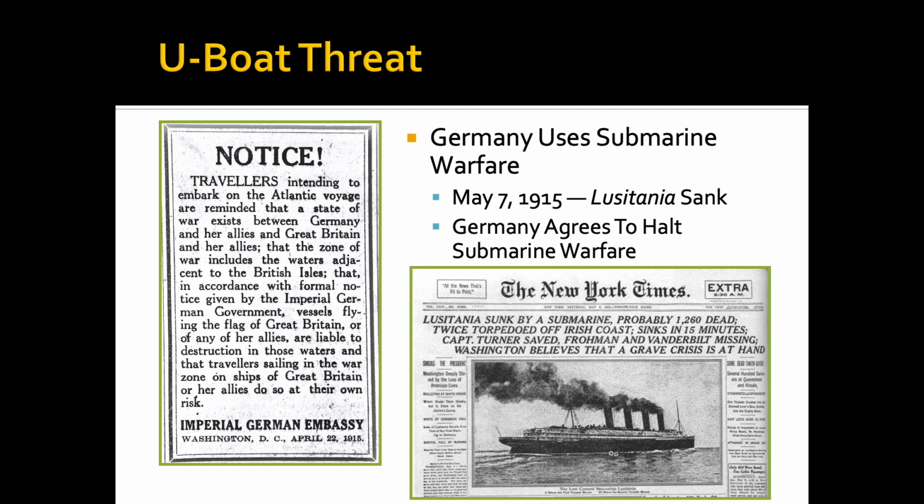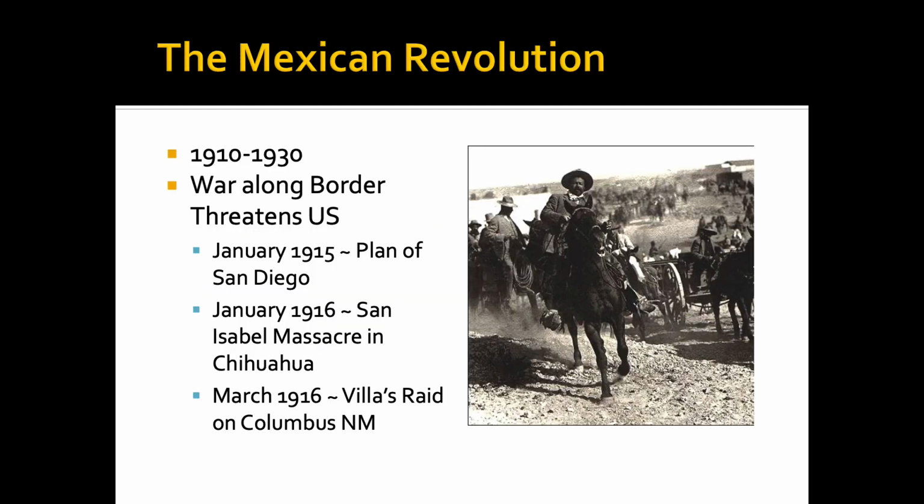And once the ship is sunk and you have American lives lost, about 1,200 people were killed right off the coast of Ireland. People were watching the ship go down from the coast of Cork. And this upset a great many Americans. Germany did not want the United States to get involved, and so they put a stop to submarine warfare. But there were other issues at hand.